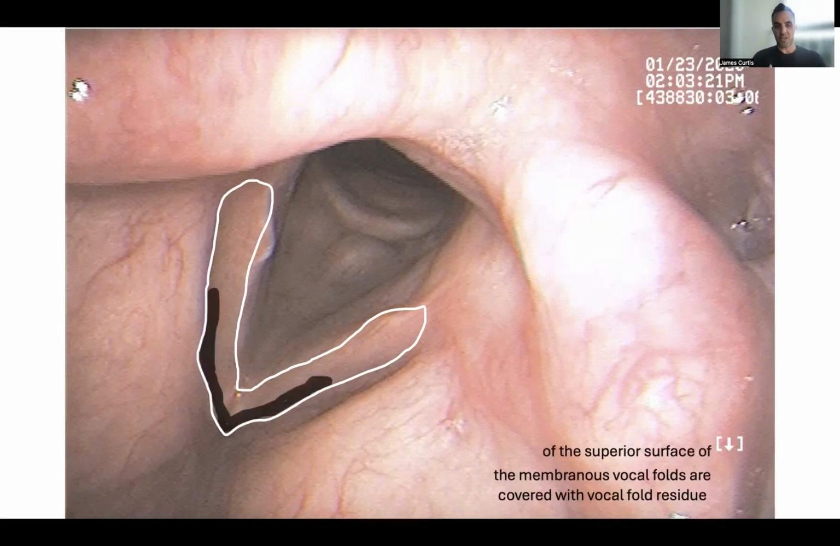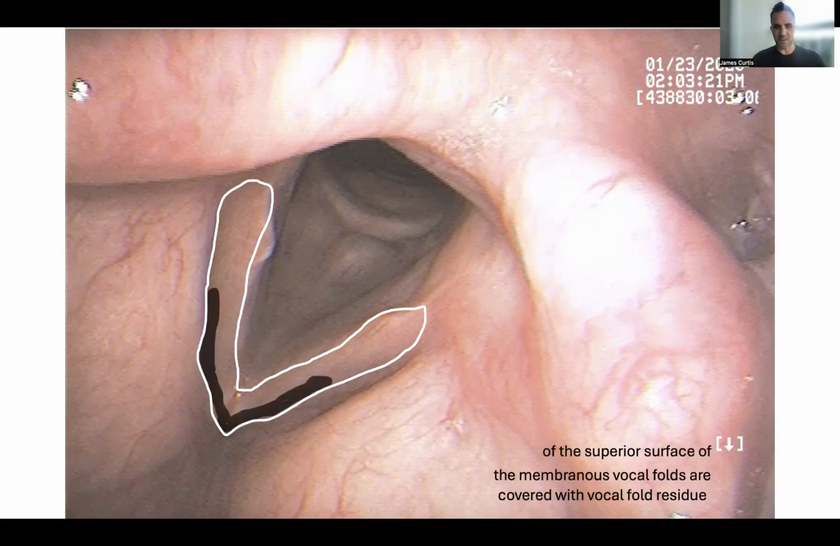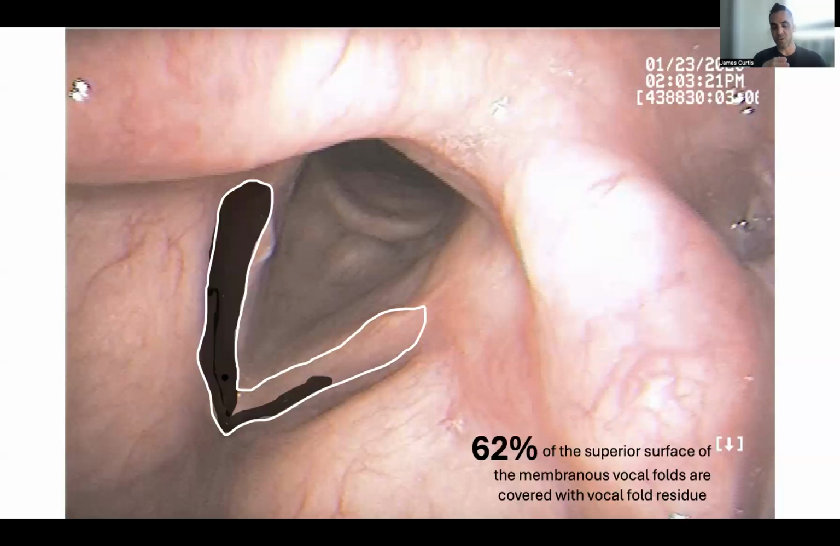So in this example, we don't see any residue covering the vocal folds. Here, I drew in some gray things. And if that was a vocal fold, then this would be covering around 17% of the vocal folds. Here, something similar. If all of this gray represents residue, then about 62% of the superior surface of the membranous vocal folds would be covered with vocal fold residue. But let's say we had residue on the medial edge of the left vocal fold, as well as in some of the left ventricle. And in this example, around 111% of the vocal folds is covered with residue.